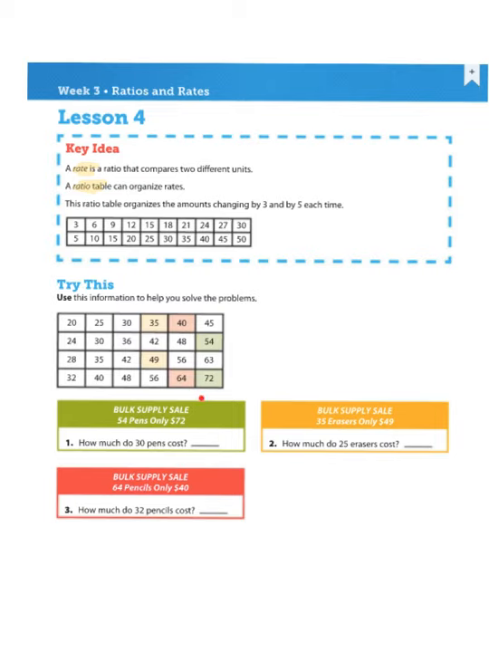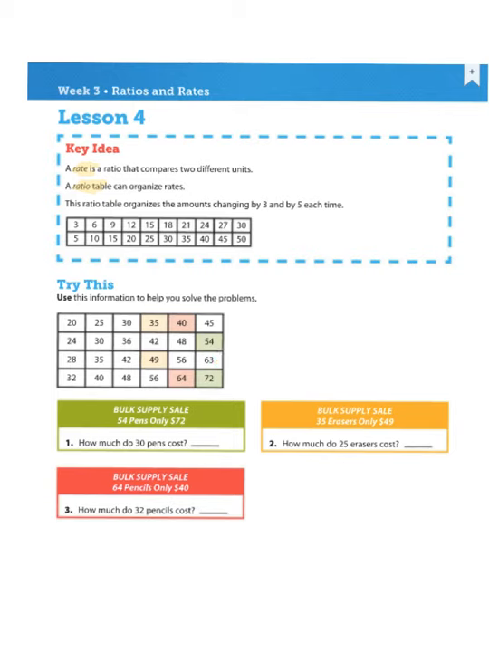So you can see in this first one that everything is color-coded, which is very helpful. So we have a bulk supply sale, and we're going to be looking at the green table first. So it says 54 pens for only $72. So I'm going to buy 54 pens for $72. So we're going to follow this same pattern right here.